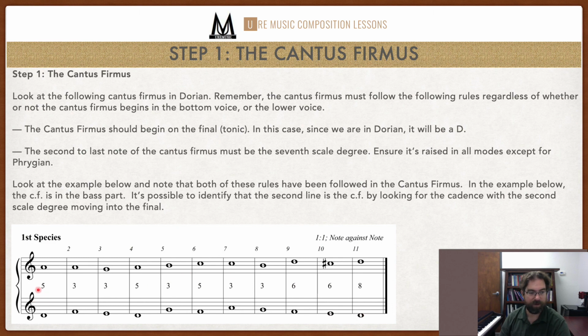So you always want to label that cantus firmus. Make sure the second to last note is the 7th scale degree, and in this case it is C sharp to D, and we raised it, so that's good. We would raise this in every mode except for Phrygian.